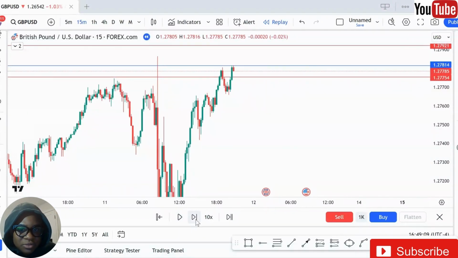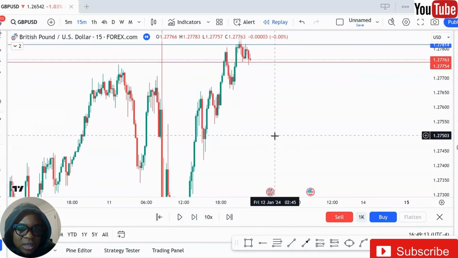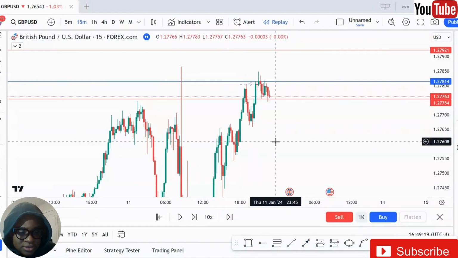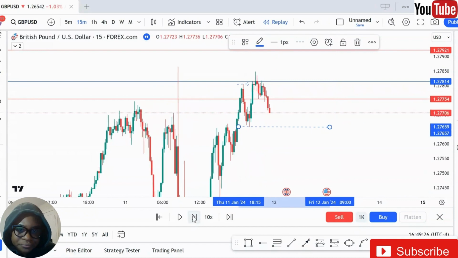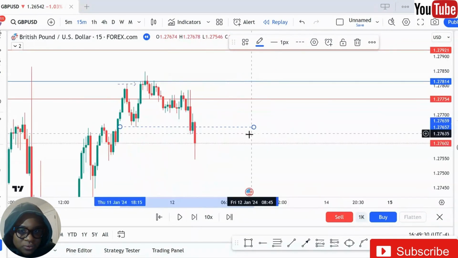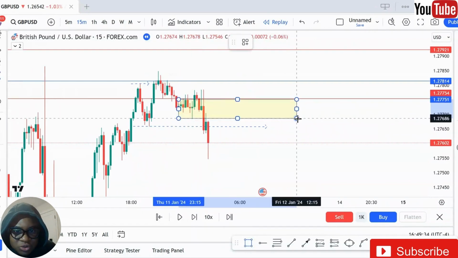Another entry for confirmation is, you can see here, there was a break of structure inside. Can you see that? There was a break of structure inside. And we have an old low here, which we're expecting the market to come and break. Now the market has taken that old low. Now what do we have? We have a mitigation block.